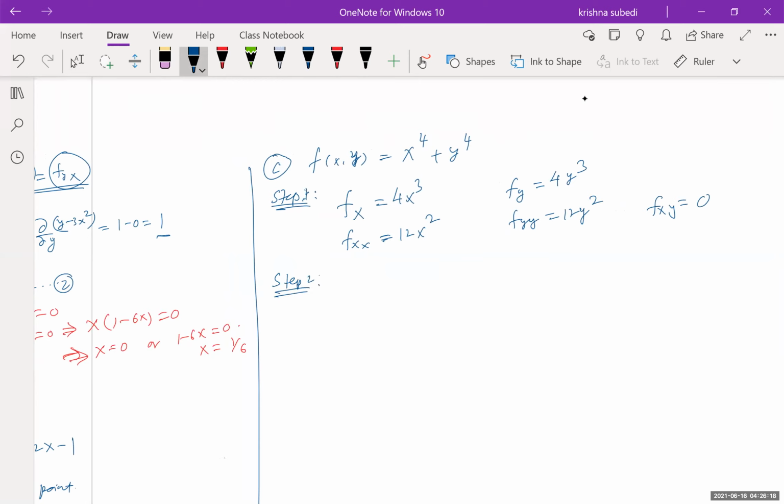Step 2. To find the critical points, you set f sub x equal to 0 and f sub y equal to 0. That's going to give you 4x cubed equal to 0, and 4y cubed equal to 0. And so from here you get x equal to 0, and from here you get y equal to 0.